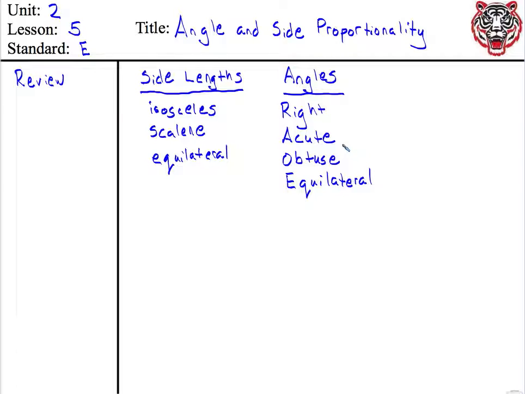And for some reason I did all caps on the right and all lowercase on the left. I don't know why, but anyway, side lengths and angles. They should probably all just be lowercase or all capital. So our goal today is making sure that we can bridge this gap, to see if I only give you angles, whether we can figure out if it's a scalene triangle or not. And you might have already figured that out, so this will be a quick lesson.